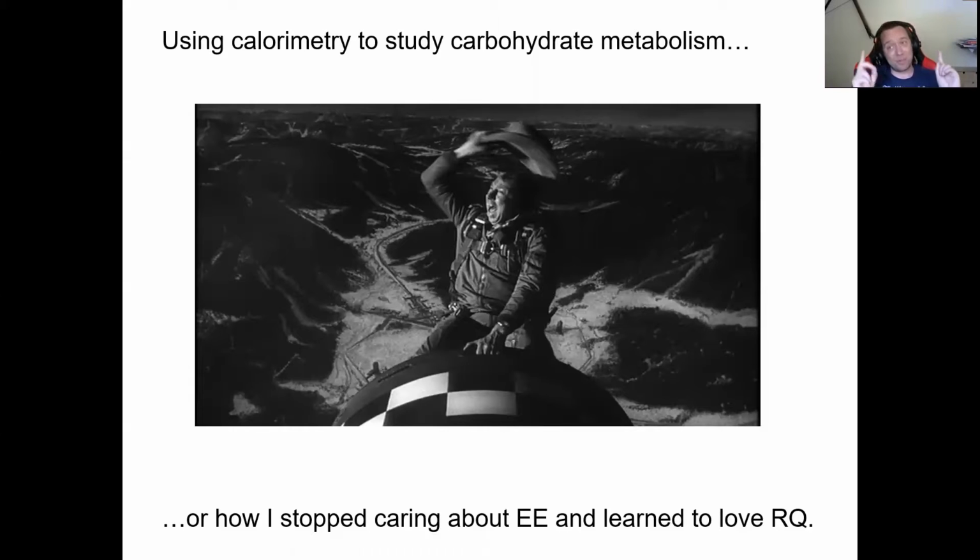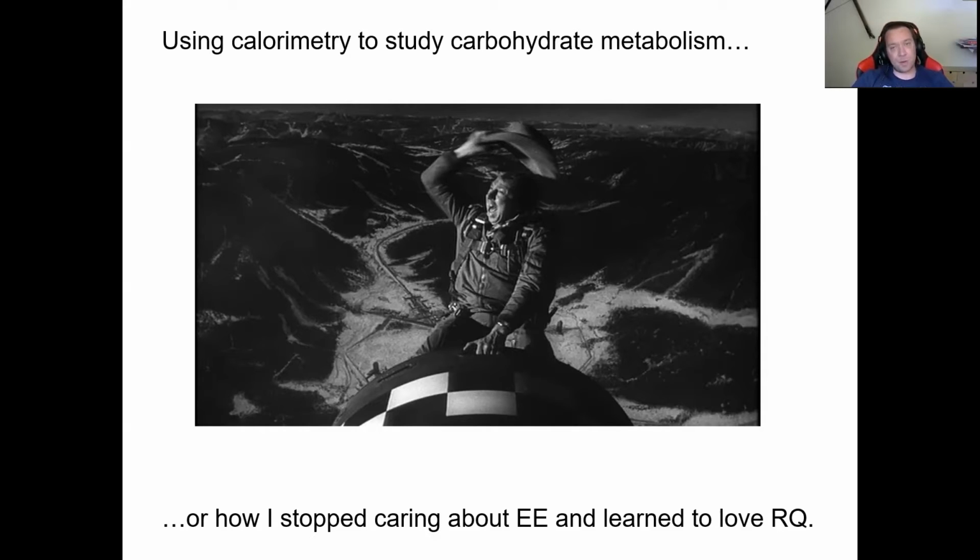So we're now going to move into another variable we extract from calorimetry, which is the respiratory quotient. And so the first half of this lecture is pretty much going to be chemistry. And then finally, we're going to move into a bit of biology after 2.5 lectures of an animal phenotyping course. So the talk is entitled, and this is a reference to a film from, I think, the 1960s by Stanley Kubrick. This is a reference to the film Dr. Strangelove, and the subtitle of that is Using Calorimetry to Study Carbohydrate Metabolism, or How I Stopped Caring About Energy Expenditure and Learned to Love RQ.